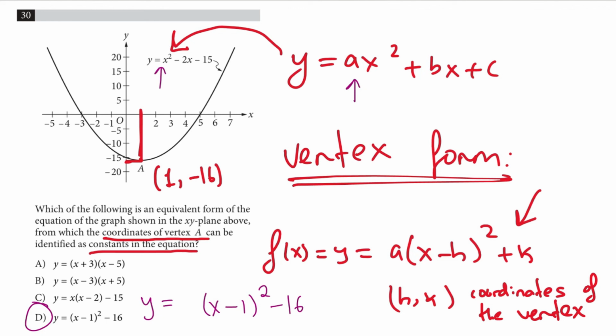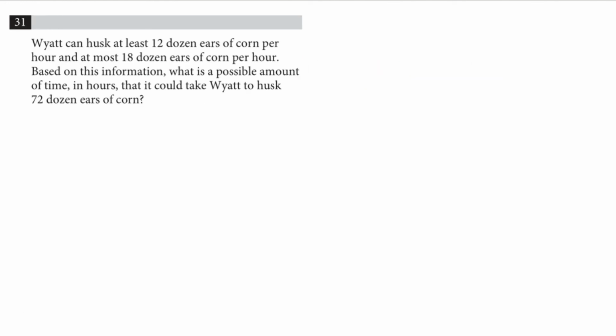Now you have to remember, for such types of questions, vertex form of a parabola is the form of the equation where the coordinates of the vertex can be identified as constant numbers, just like here, 1 and negative 16. Now let's move on to the next problem.